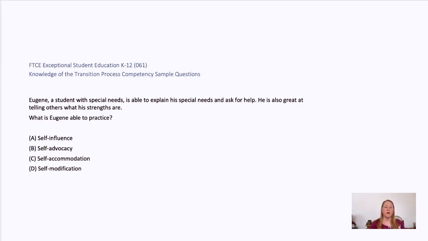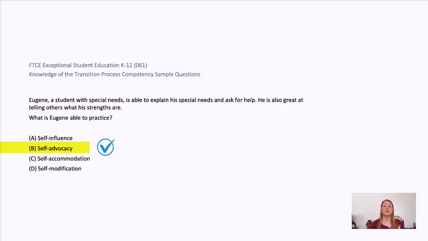Or D, self-modification. A, self-influence is incorrect. This term isn't commonly used in education. C, self-accommodation is incorrect. Students don't create their own accommodations independently. D, self-modification is incorrect. This refers to changing one's own behavior, like managing emotions or focus.